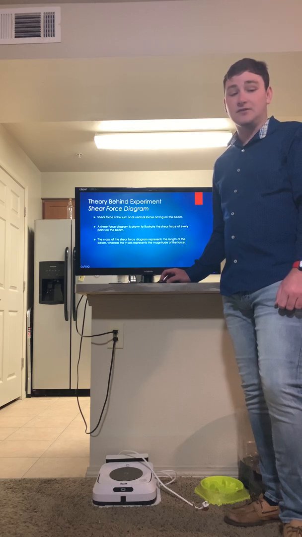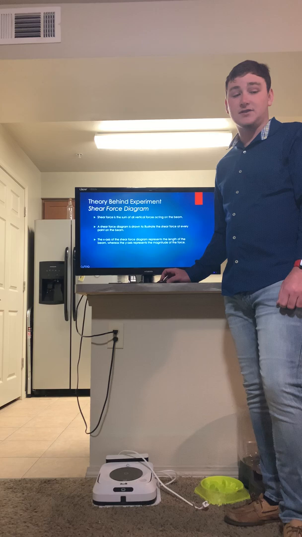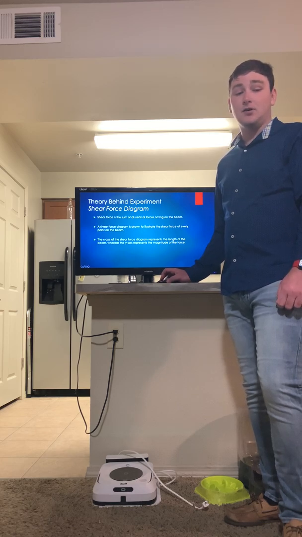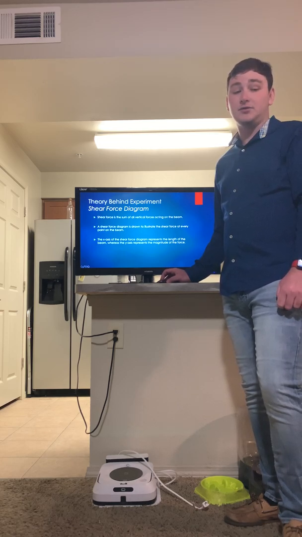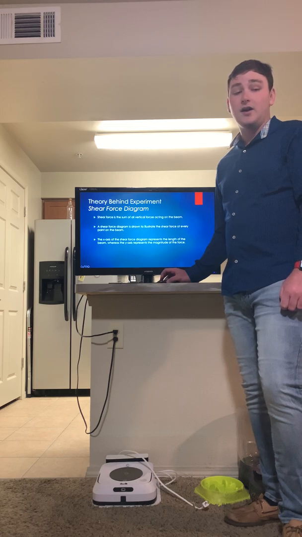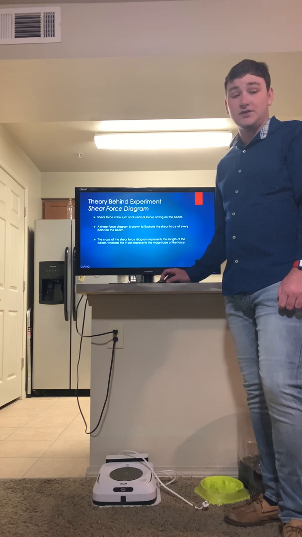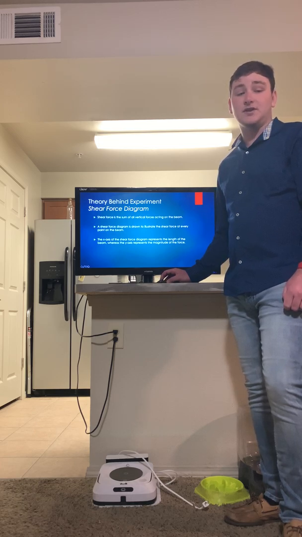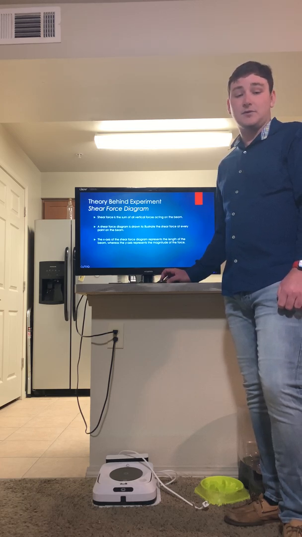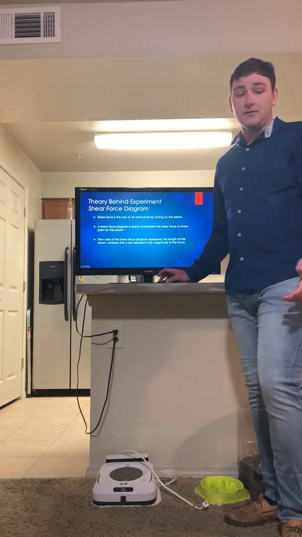The x-axis of a shear force diagram represents the length of the beam, whereas the y-axis represents the magnitude of the force. Bending moment is the sum of all moments on the beam due to vertical forces acting on it. A bending moment diagram illustrates the bending moment at every point on the beam. For this diagram, the x-axis also represents the length of the beam. The y-axis represents the magnitude of the bending moment.